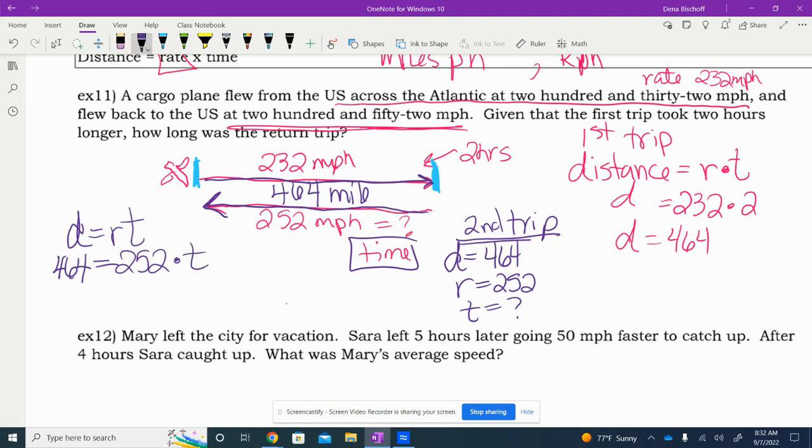Okay, this is just an equation. You guys know how to solve this? How do I figure out how long the trip took? Divide both sides by 252. So 464 divided by 252 is 1.84.